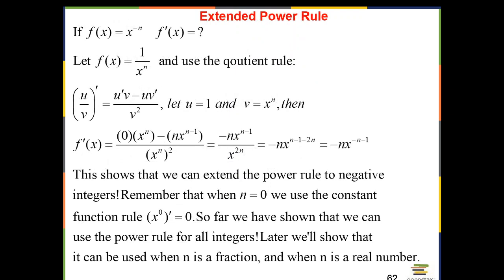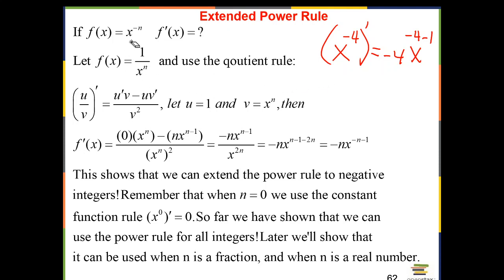All right. If f of x equals x to the negative n, what is f prime? Can we use this power rule if we have a negative number here? Can I say the derivative is the same, you just bring the negative n downstairs and then put negative n minus 1 in the exponent? And the answer is yes. And we can prove it.